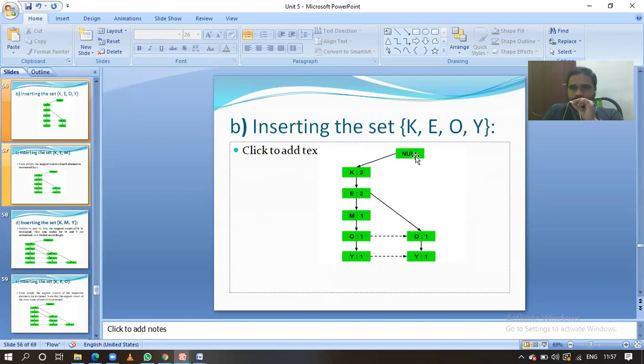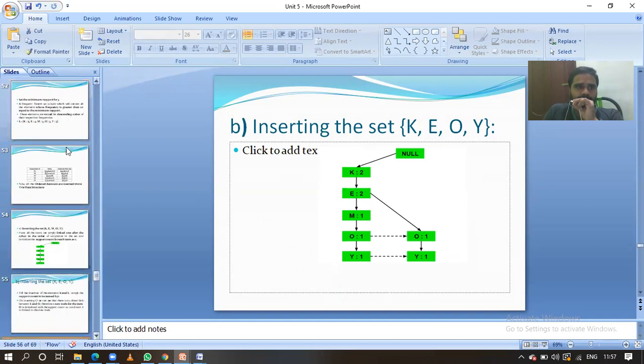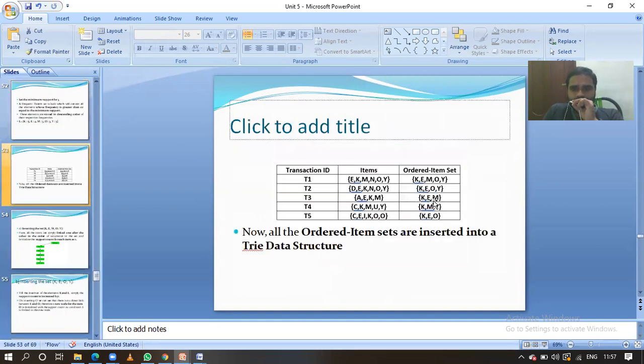Okay, now the second ordered item set is inserted into the tree structure. Let us insert the third item set also. What is the third item set, guys? Okay, the third item set, that is transaction 3, is KEM. KEM we have to insert.